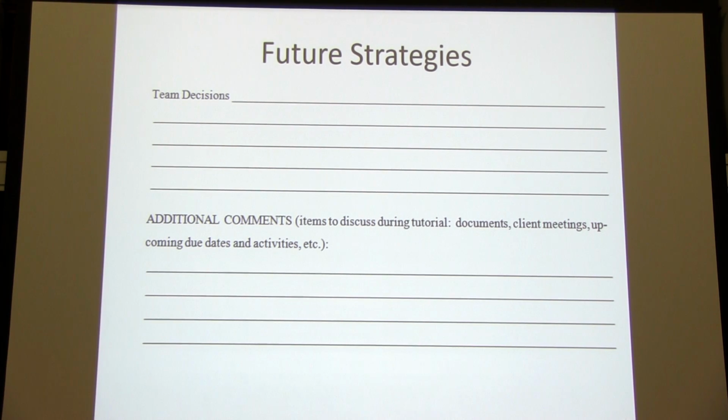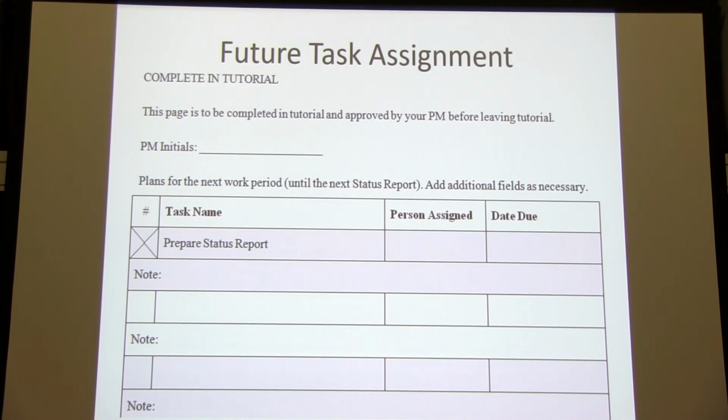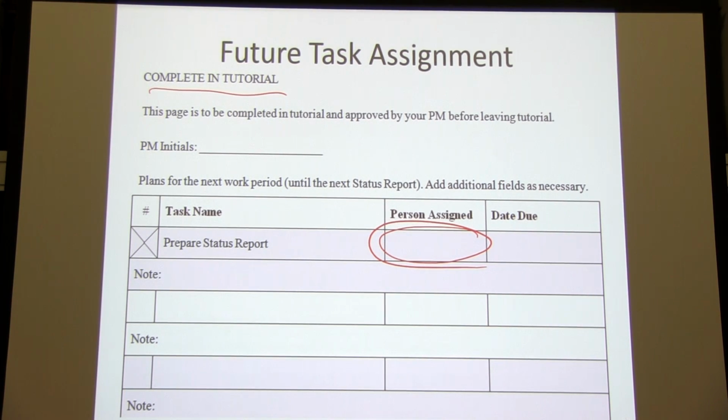Towards the end of the session that you spend with your team and project manager, you'll fill in the last part here, and it says complete in tutorial. Okay? So your project manager has to approve that. You assign someone to do the next status report. Okay, so that person gets assigned, and then you say what other people are going to do.